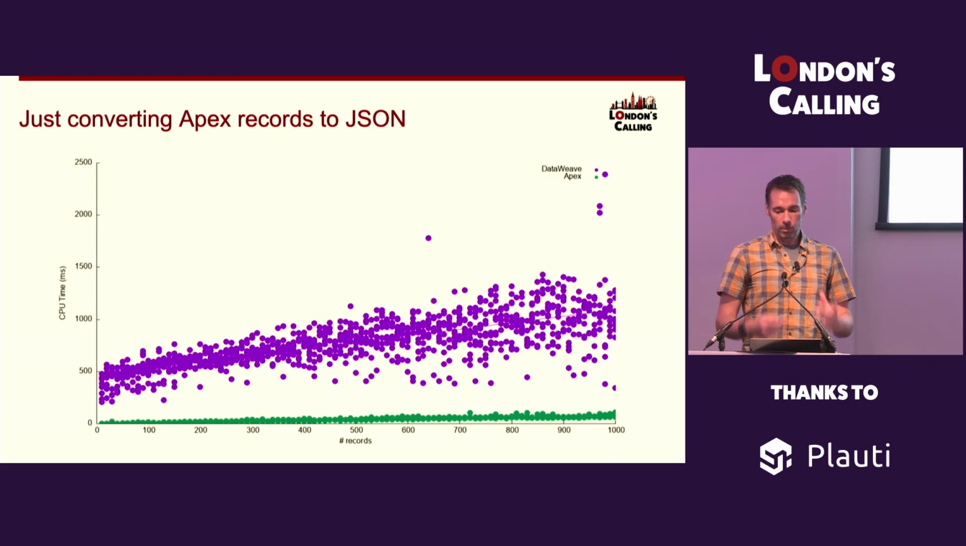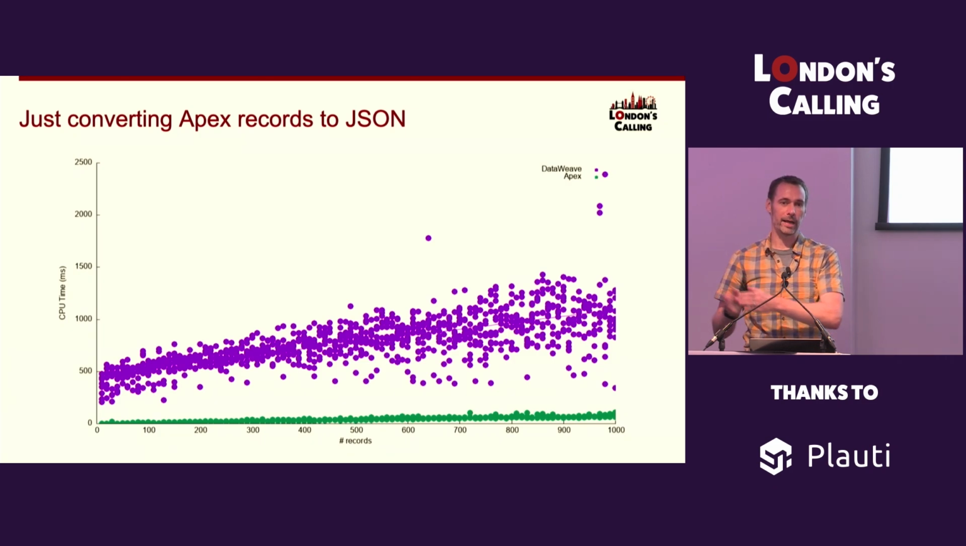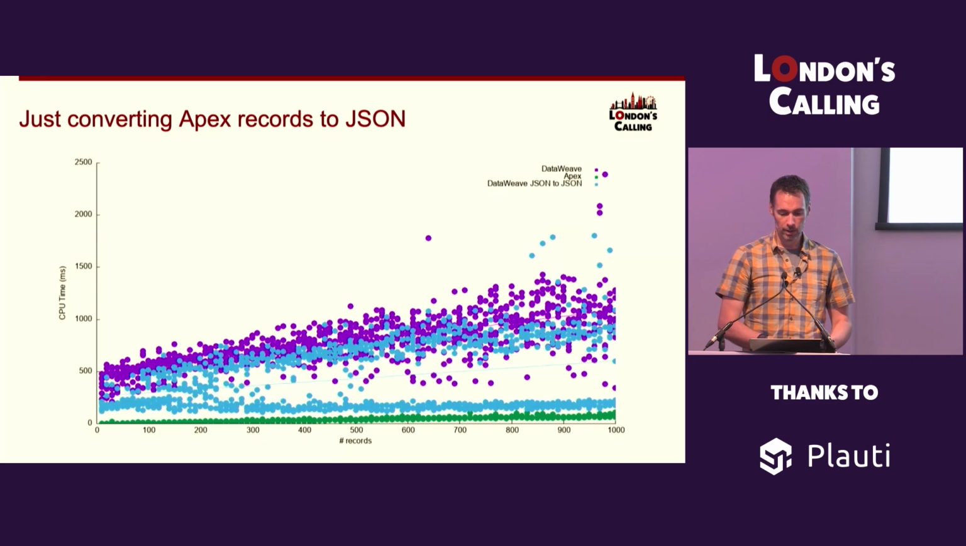And what that makes me wonder is maybe it's the conversion from Apex to JSON that's causing DataWeave to have a problem. So what I did was make a pass-through DataWeave script that just takes some JSON input, does nothing to it, and just dumps it back out. And now we've got a measure of what the cost is to just cross the language barrier, never mind any type conversions. Which is frankly a baffling result.